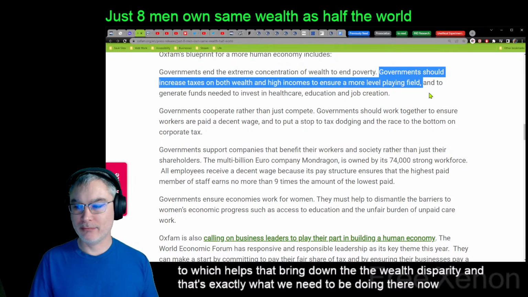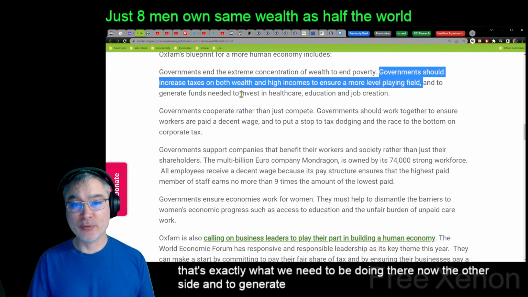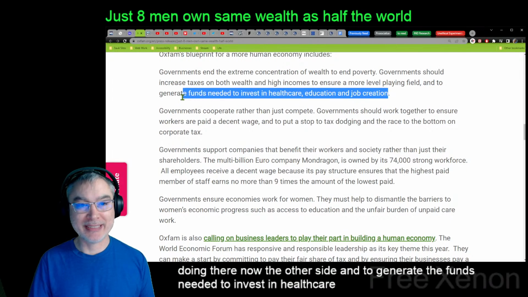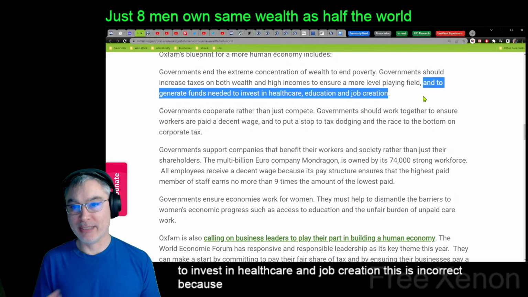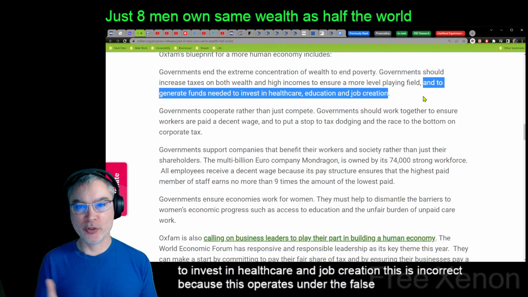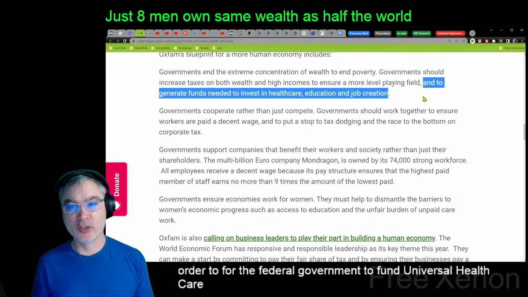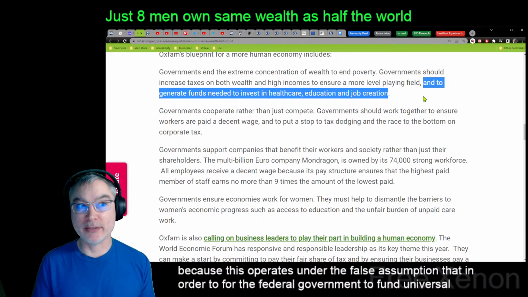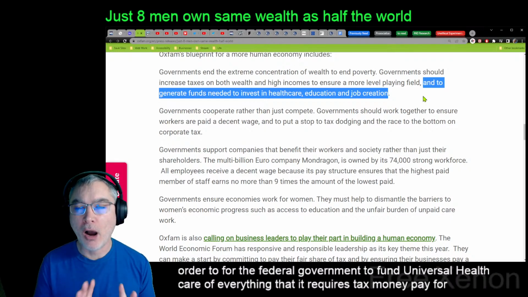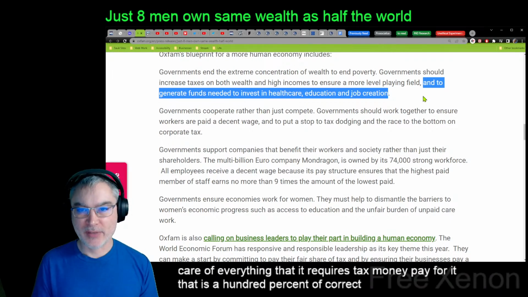Now the other side, and to generate the funds needed to invest in healthcare and job creation, this is incorrect. Because this operates under the false assumption that in order for the federal government at least to fund universal healthcare, universal education, a Green New Deal, a federal jobs guarantee sort of thing, it requires tax money to pay for it. And that is 100% incorrect, on the federal level.